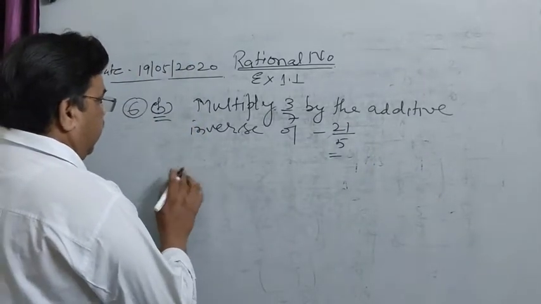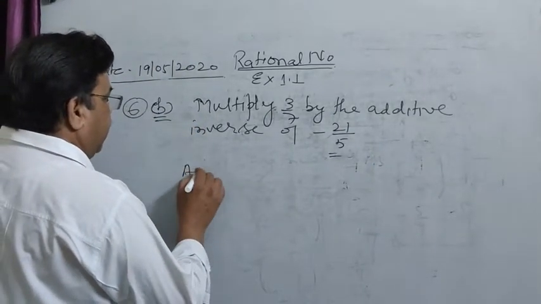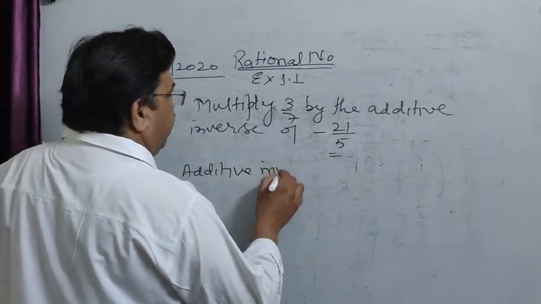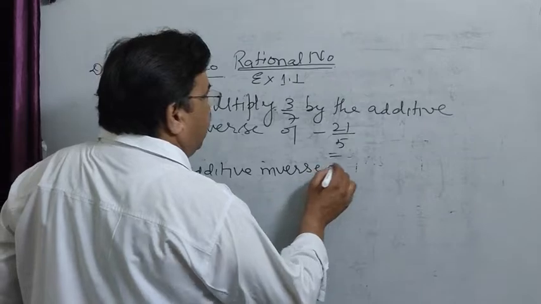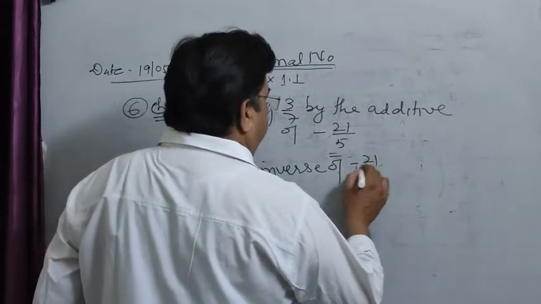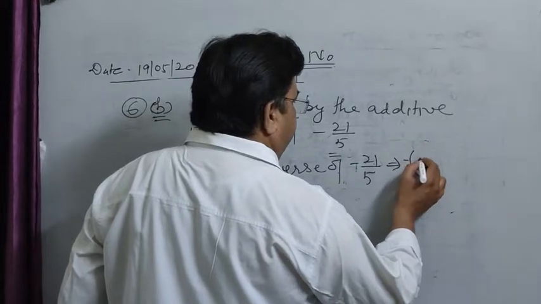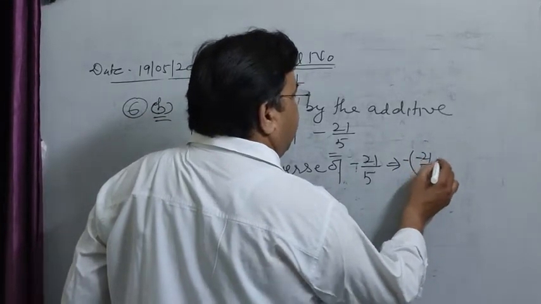Now, additive inverse of minus 21 by 5. Now you can change the sign like this.